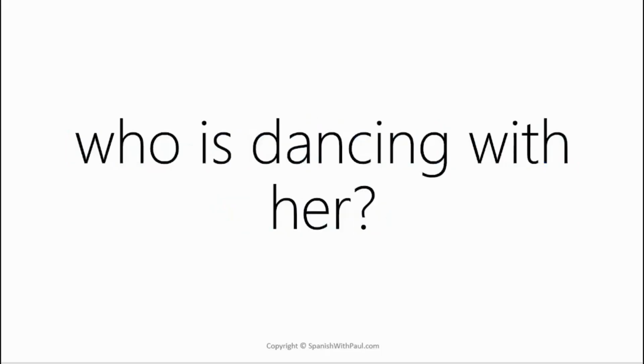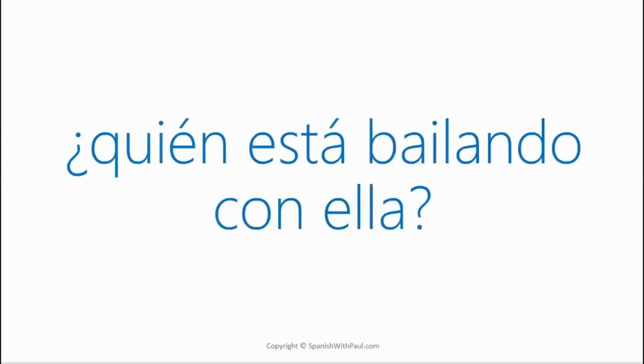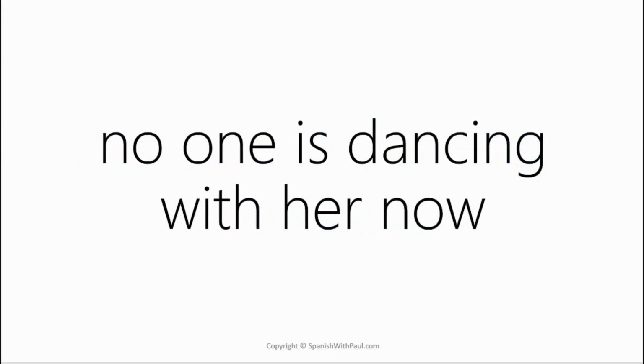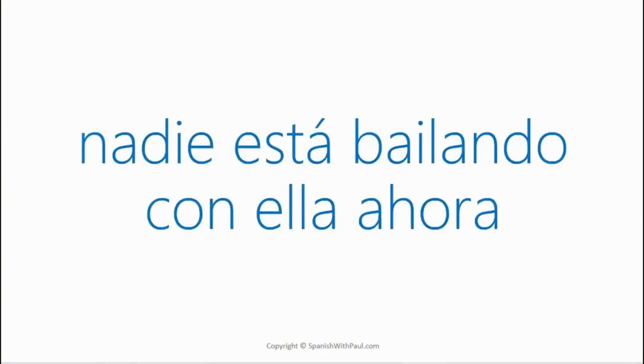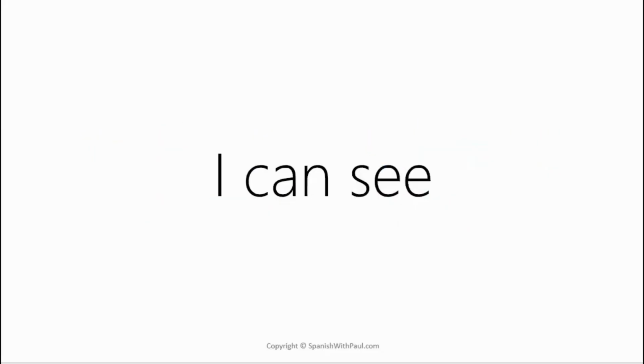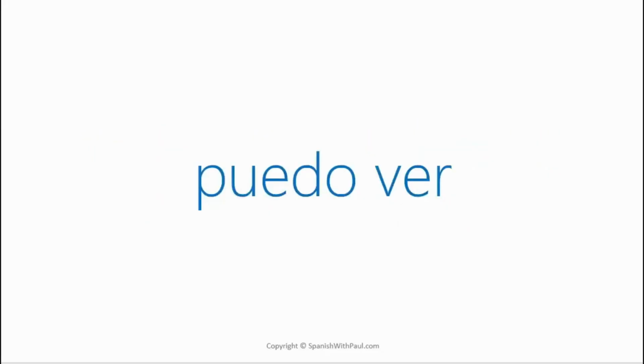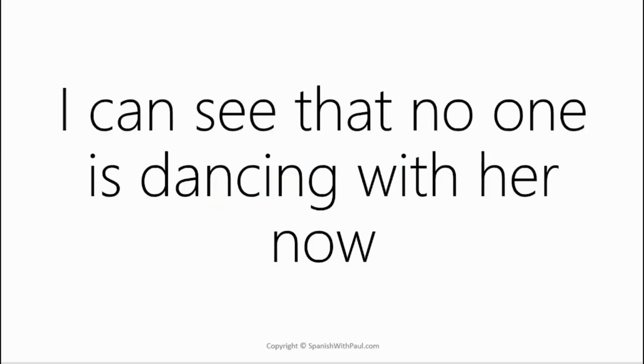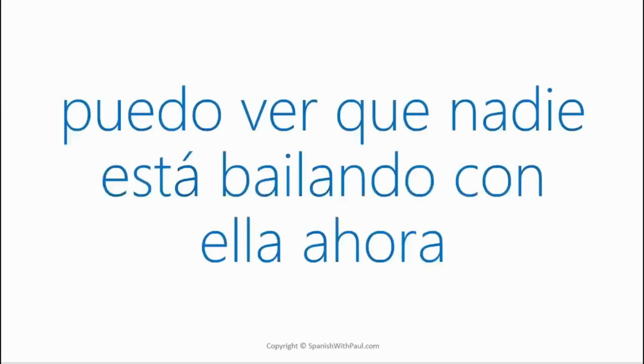Who is dancing with her? ¿Quién está bailando con ella? No one is dancing with her now. Nadie está bailando con ella ahora. What is I can see? Puedo ver. I can see that no one is dancing with her now. Puedo ver que nadie está bailando con ella ahora.